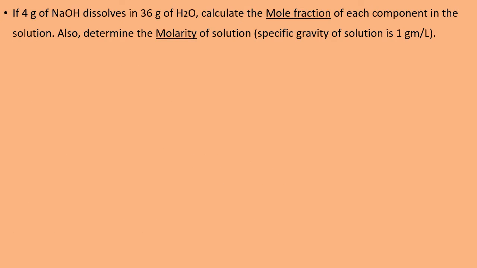Next example. 4 gram of NaOH dissolves in 36 gram of water. Calculate the mole fraction of each component in the solution. Also determine the molarity of solution given that specific gravity of solution is 1 gram per liter. So 4 gram of NaOH is dissolved in the 36 gram of water. Water is the solvent, the major quantity, NaOH is the solute, the minor quantity, and together these two are called a solution.